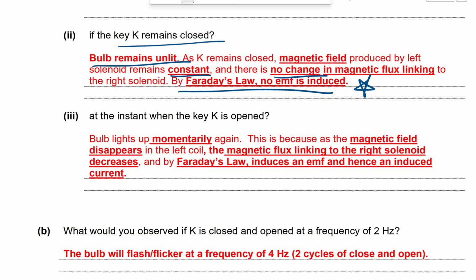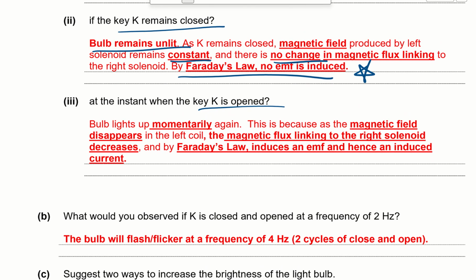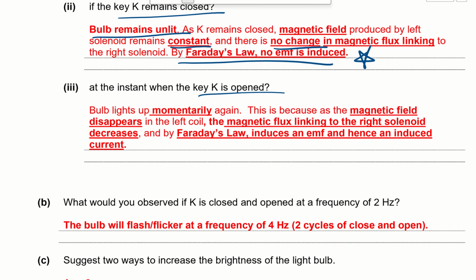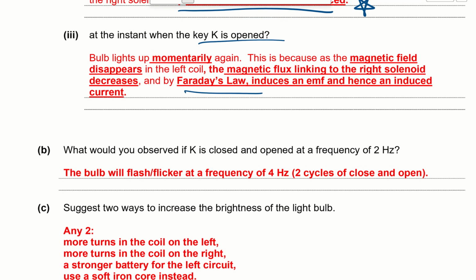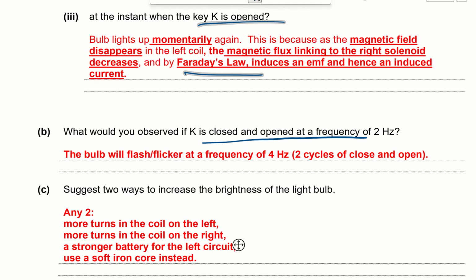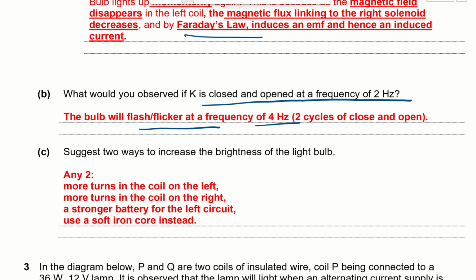So when we open key K again, remember just now when K is closed, there is a magnetic field produced. But now when key K is open, there is no more magnetic field. So again, the right solenoid experiences a change in magnetic flux, from having a magnetic field to no magnetic field. So again, by Faraday's law. What would you observe if K is closed and opened at a frequency of 2 Hz? The bulb will flicker at a frequency of 4 Hz, because 2 cycles of close and open.